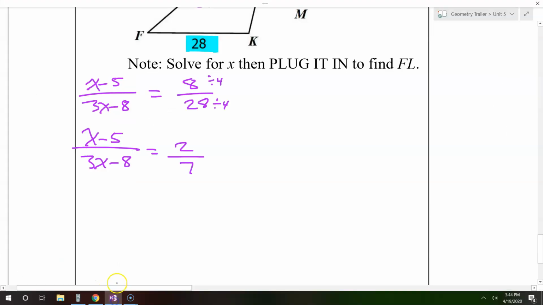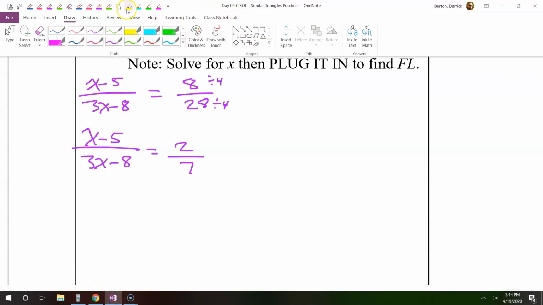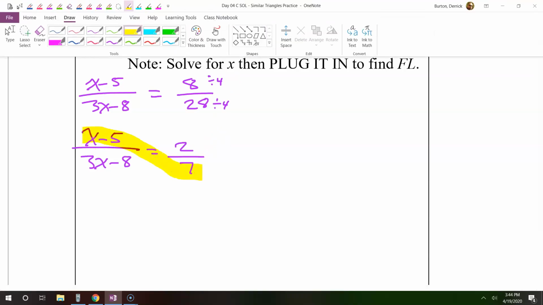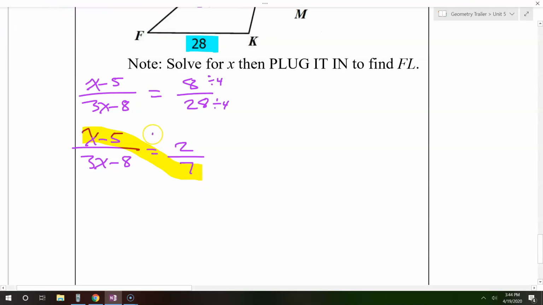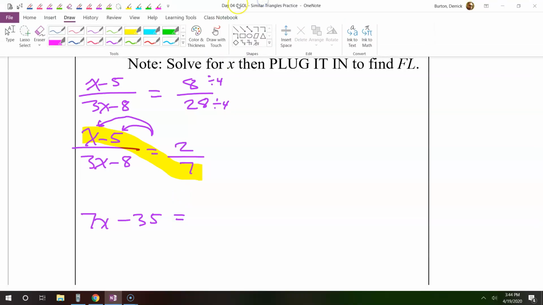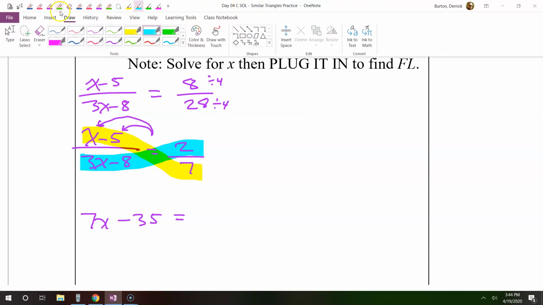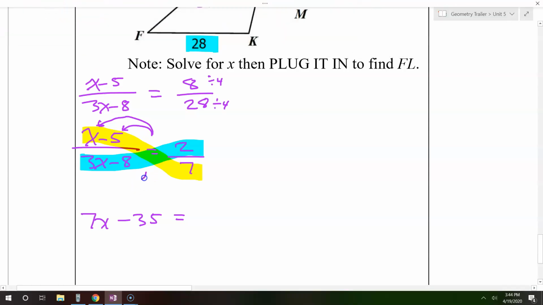All right, 2/7. So that makes it easier to cross multiply, which is what we're going to do right now. We're going to take this 7 and do the distributive property with it. So that's going to give us 7x minus 35 equals. Time for the other diagonal, where we take the 2 and we do the distributive property with that. So that'll give us 6x minus 16.